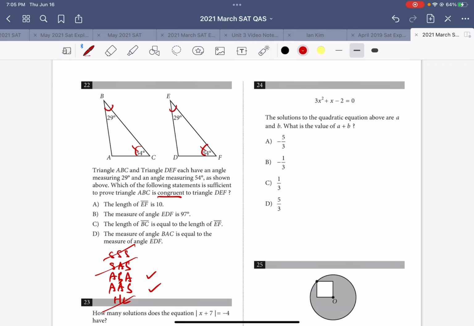So let's read it here. If you look at answer choice C, BC is equal to EF. So this one is equal, that means ASA. So by the third one, you can prove the two triangles congruent. And the other ones don't work.